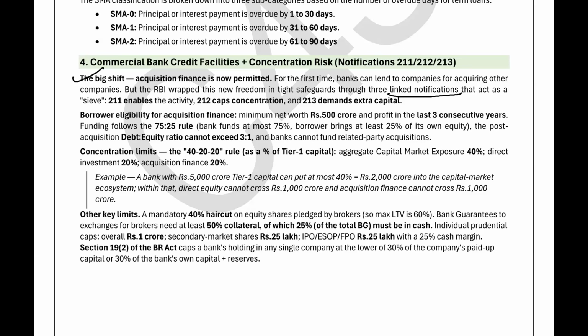as a sieve. 211 enables the activity, 212 caps concentration, ये याद रखना, ये लिख लो in your A4 size paper. 213 demands extra capital. Borrowers' eligibility for acquisition finance, please try to understand. Minimum net worth कितना होना चाहिए, and only applicable for commercial banks: rupees 500 crore and profit in the last three consecutive years.